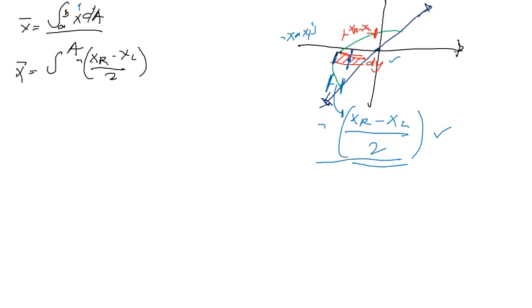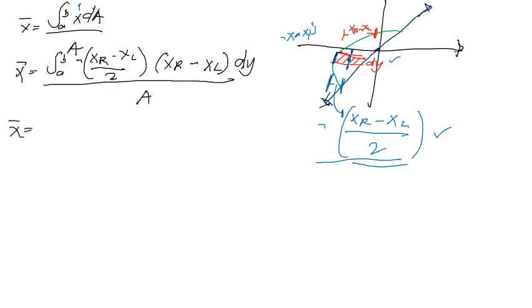Times dA, which is the equation of getting the area, which is x right minus x left times dy, from the same parameters a to b, which are negative 1 to 1, right? All over A. So we could substitute the values that we have.